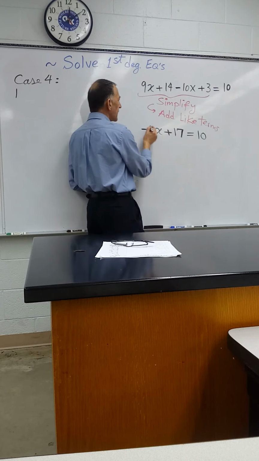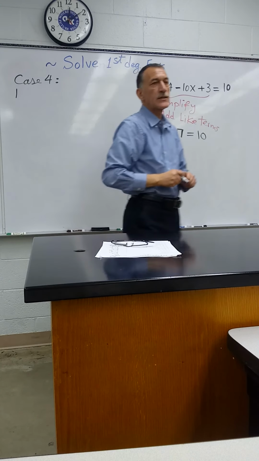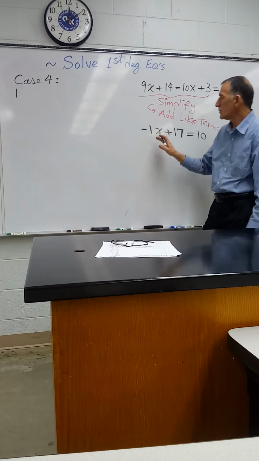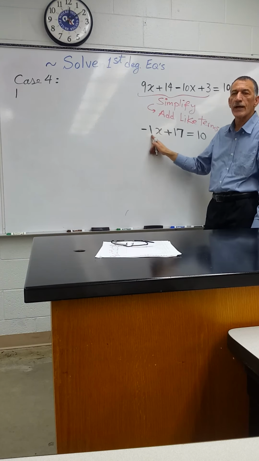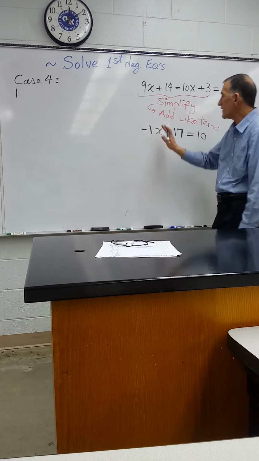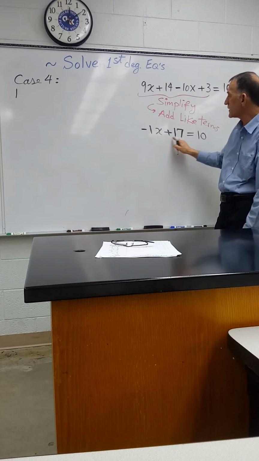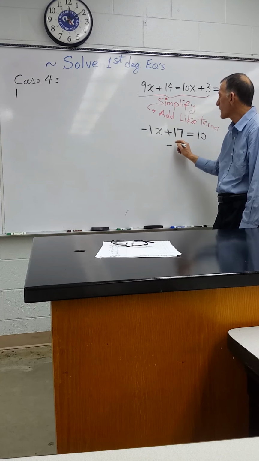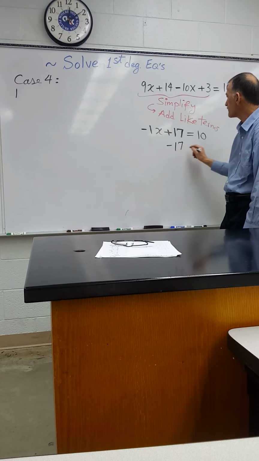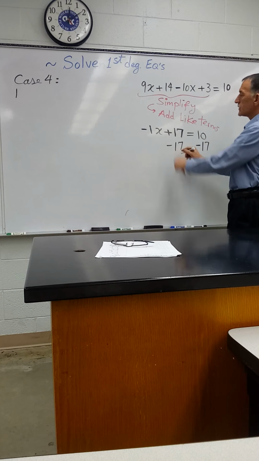But the negative 1x may give you a little bit of trouble, and I'm going to show you how to handle it, how to knock it down. You don't have to write the 1. You can write negative x. But before that, let's get rid of 17. So we have a plus 17. We subtract 17 from both sides to get rid of plus 17.